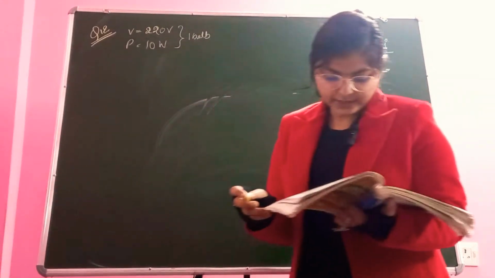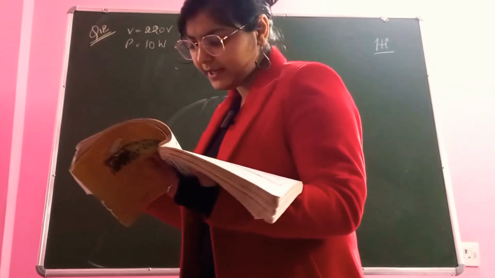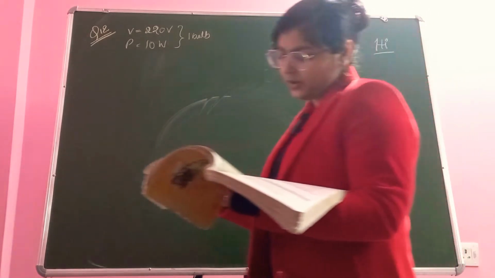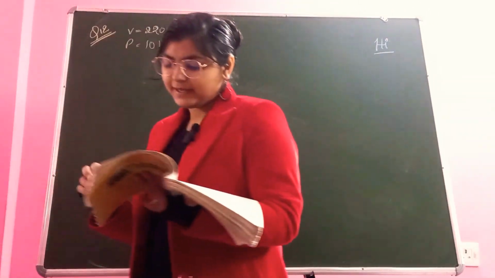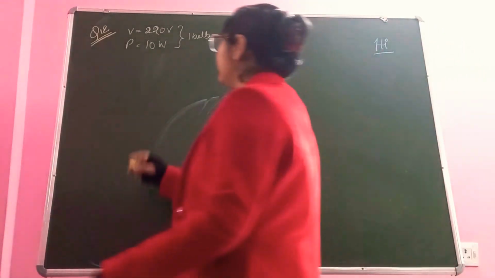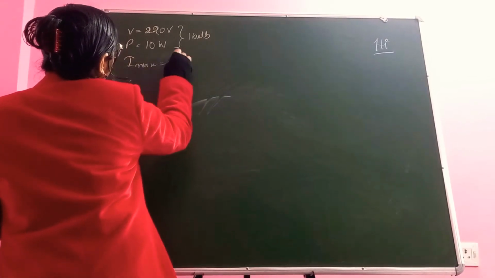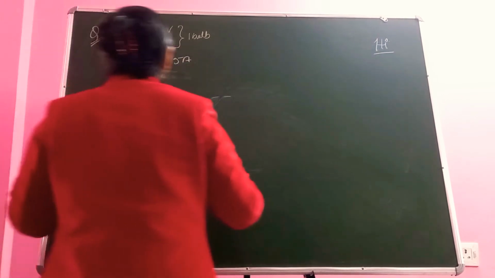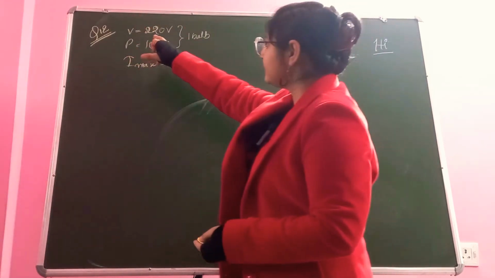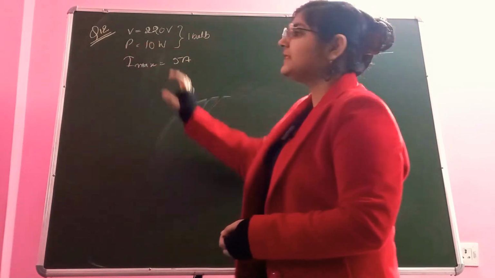Now you have to calculate how many lamps can be connected in parallel with each other across the two wires of 220 volt line if the maximum allowable current is 5 ampere. Okay, so maximum current that can pass is 5 ampere. So see, what is this question basically asking? The question has given a condition, right? The condition is that potential difference is 220 volt and power is 10 watt.